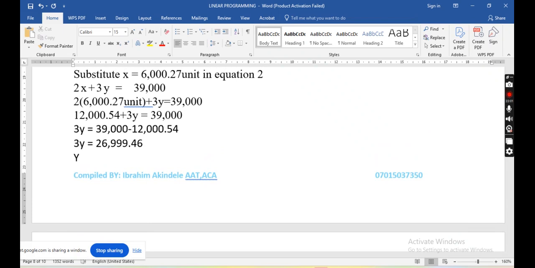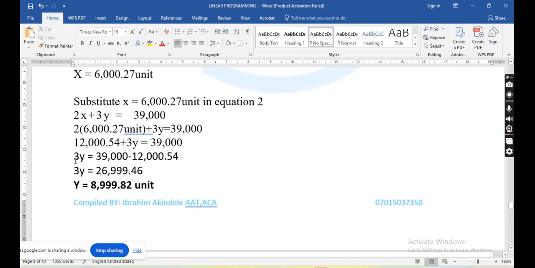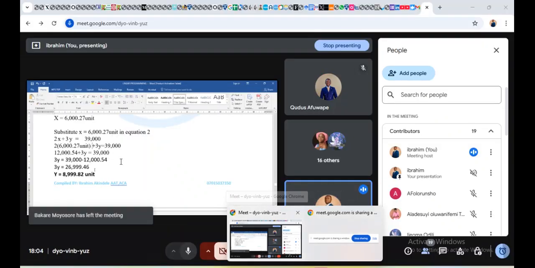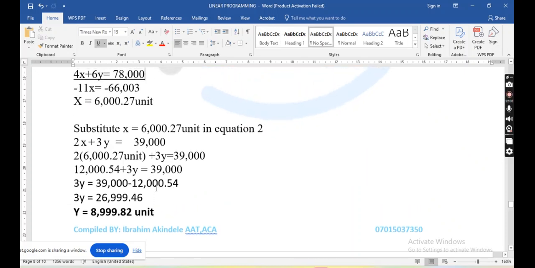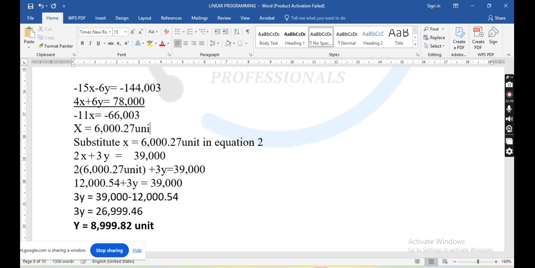Y equals 8999.82. Please, others should confirm this figure. Okay, sir, if I actually use equation 1, I still have the same answer, so you can still use equation 1 too. Okay, thank you, mathematician. Next. So, class, are we good? This is our x and this is our y, right?